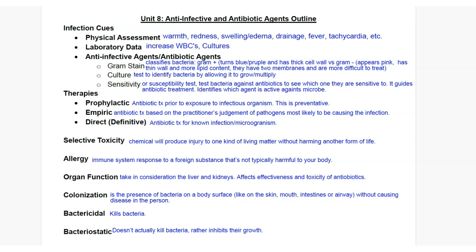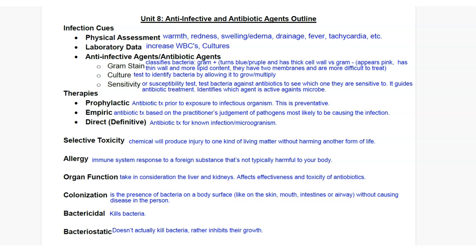All right, another term that you want to be familiarized with is selective toxicity. So this is really how antibiotics work typically, right? So selective toxicity is basically when chemicals or substances will produce injury to one kind of living matter without harming another form of life. So again, this is really how antibiotics will work. So antibiotics will kill the bacteria. Meanwhile, it does not kill the patient, right? Or the person. So that's selective toxicity for you.